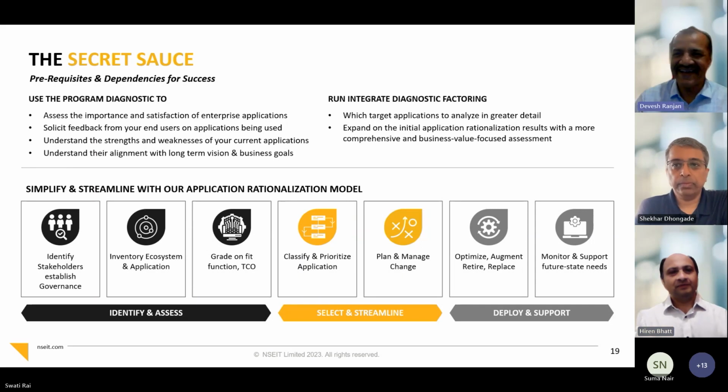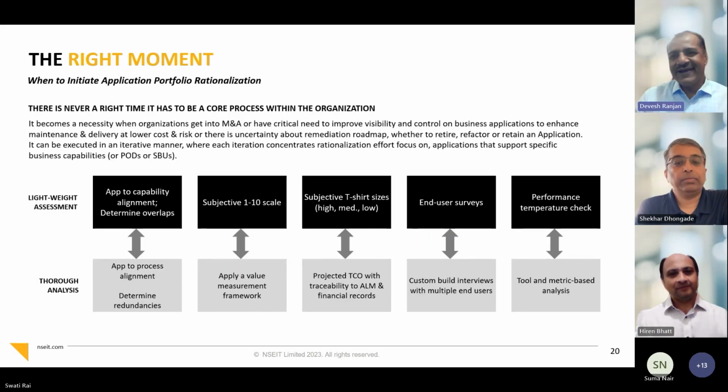Yeah. Thanks, Suren. I definitely thought you'd bring in the consulting angle on this. So most of the organizations I have seen, wherever I have been running these programs, they always have this question: what is the right moment? When should we undertake this kind of assessment? See, my thought is there is never a right time. Actually, this kind of program should be a core process within every organization.